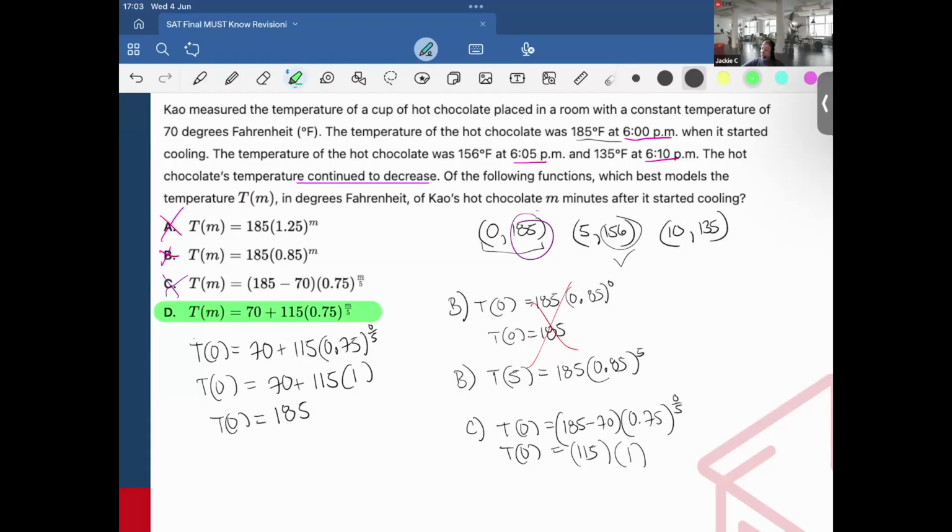It will also work for the other two coordinates. But you see, if you get two choices that do give you the same output, in this case 185, then you do have to double check the other coordinates or the other values provided to you. And just to show it will work out.